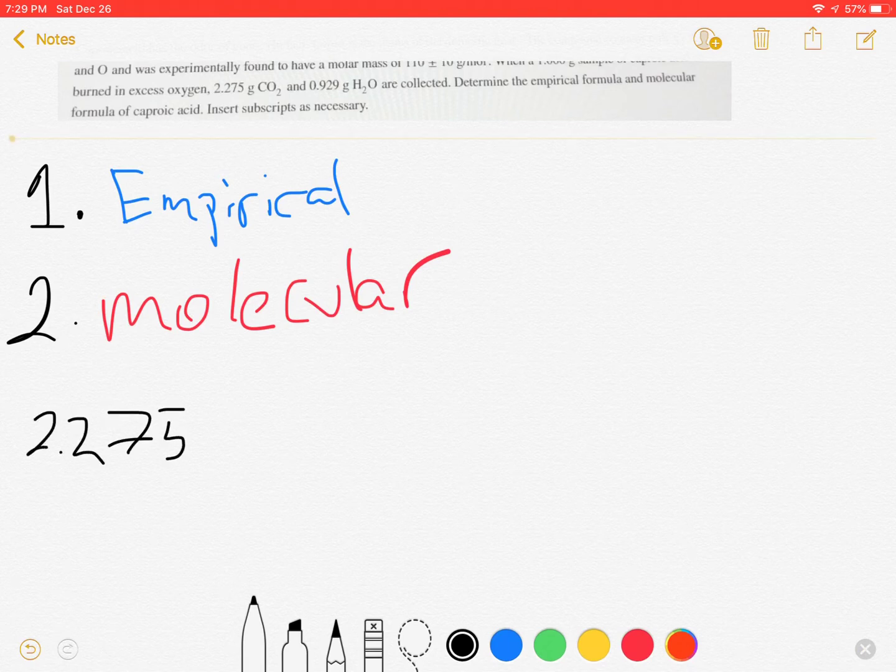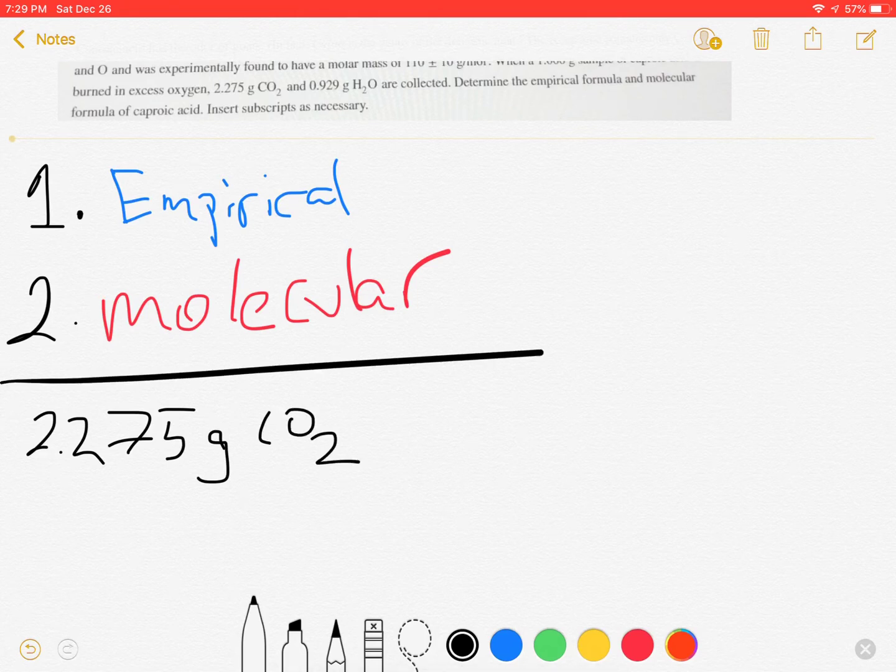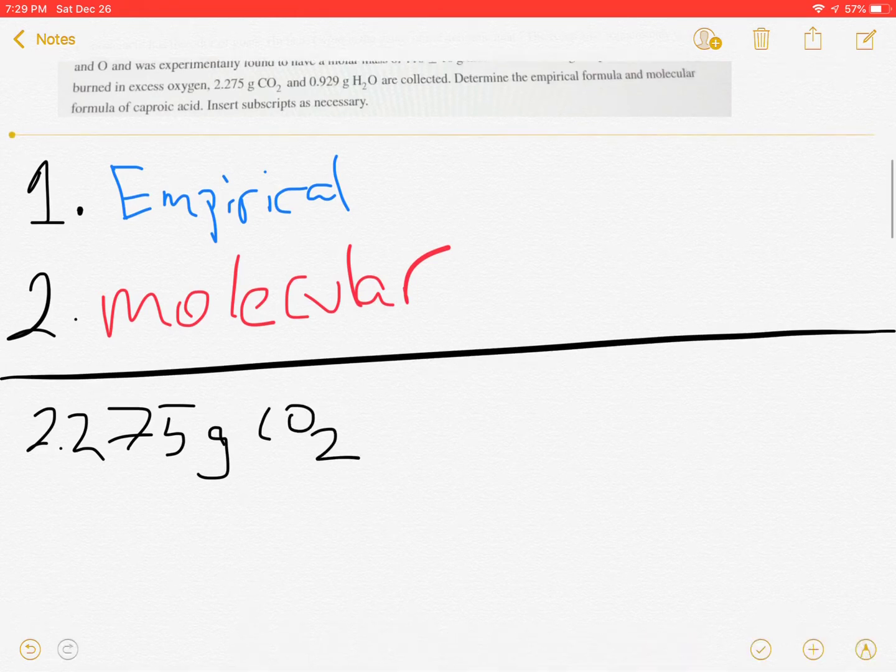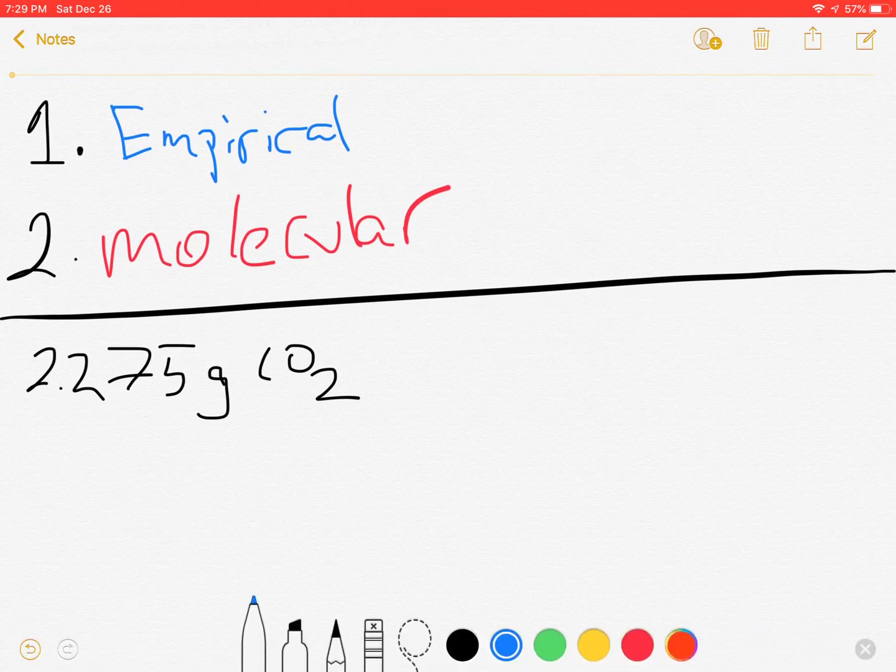2.275 grams carbon dioxide. Let's draw a line here to differentiate it. So we want to go from 2.275 grams of carbon dioxide all the way to grams of carbon. And that's the big kahuna. We want to figure out how do we get from here.